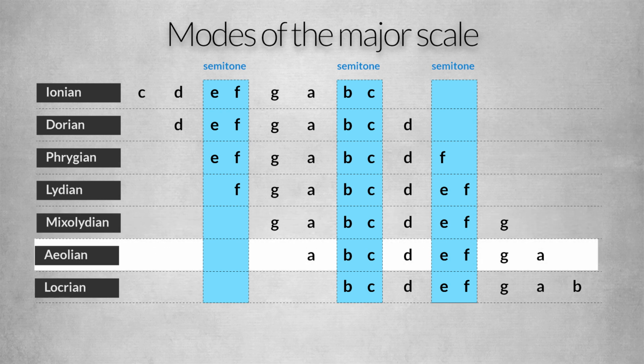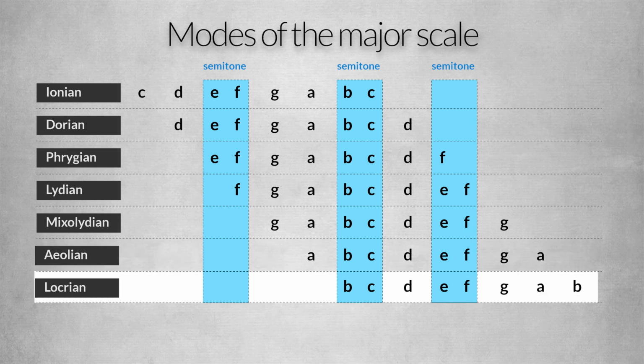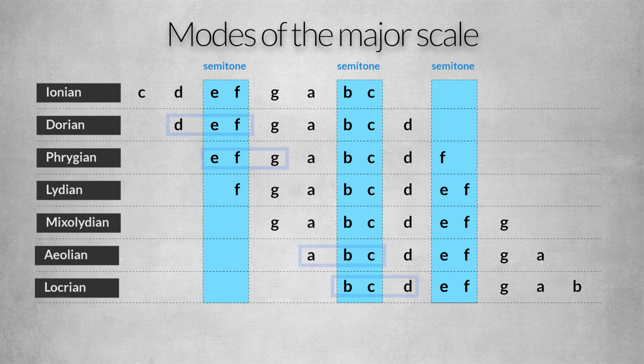Now, the mode starting on the 6th note is the Aeolian mode, and you know that scale as the minor scale. And the mode that starts on the 7th note is the Locrian mode. They all sound different, and that's because the semitones are shifted to another location in each mode. Some have a minor third and sound minor, some have a major third and sound major.